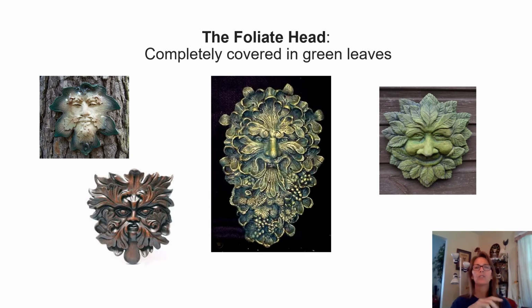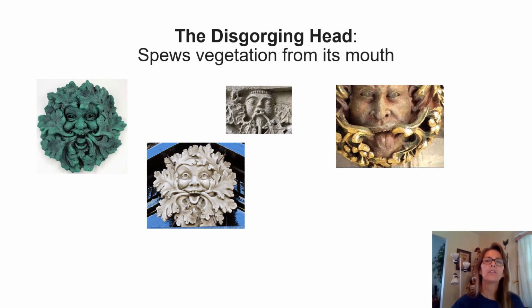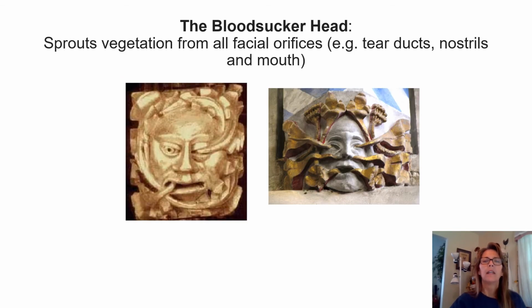Examples. Okay, this is just your plain foliated head where you have leaves around the face, on the face. All right, you can see where the face is. You might have a more recognizable face, or it might be all leaves. Then you have the disgorging where you actually have it coming out of the mouth. You see things spewing out. And then your bloodsucker head one, that's where you have vegetation coming out from everywhere. Like this one up here on the left where the stem and leaves are coming out of the eyeball. You can have them coming out of the nose, all parts.